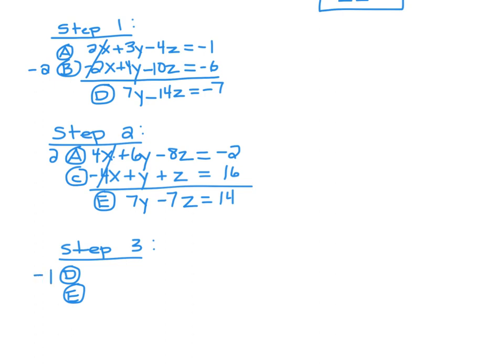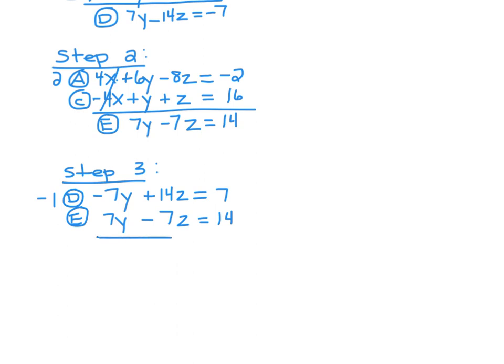I'm going to multiply equation D by negative 1. So let's distribute. Negative 1 times positive 7 is negative 7, so we have negative 7y. Negative 1 times negative 14z would be positive 14z. And then bring down the equals, and negative 1 times negative 7 is positive 7. And then equation E I'm just leaving alone. And now when we add these together, the y's cancel off. So we have 7z equals 21, and that allows us to solve for z. When we divide both sides by 7, we get z equals 3.